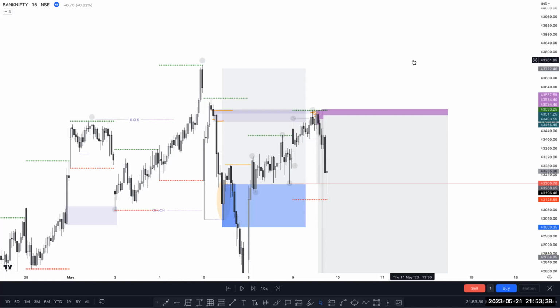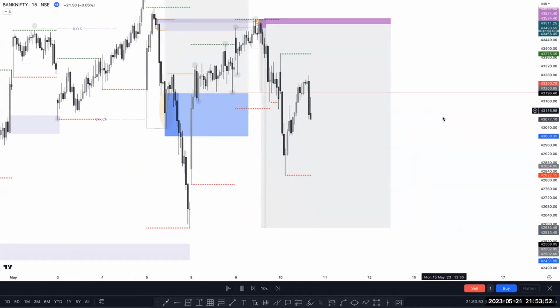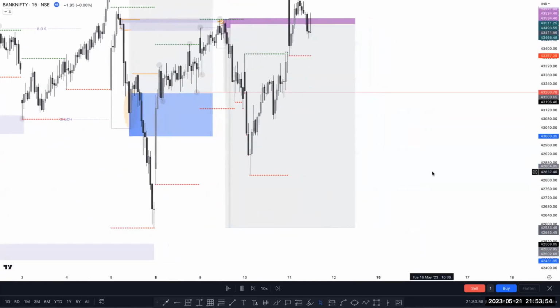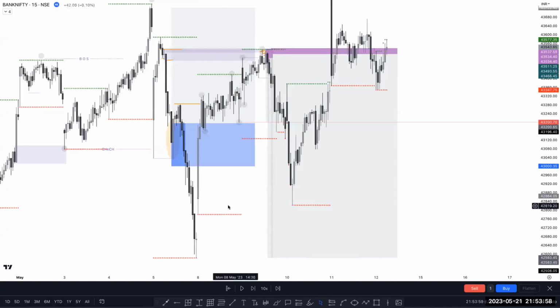Okay. Okay, everyone. So I hope everything is clear to you here, right? And this is a main target here. Market reached the previous, I think this one is a previous low here.